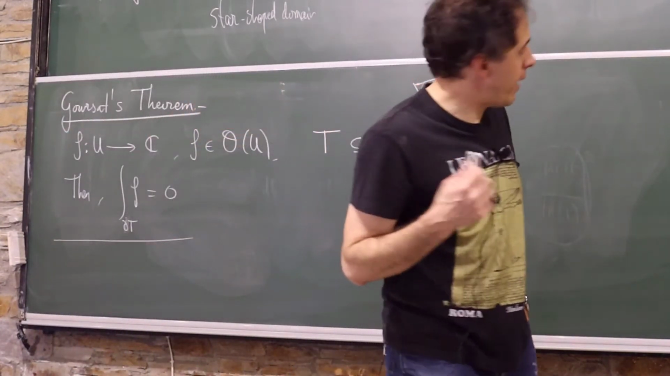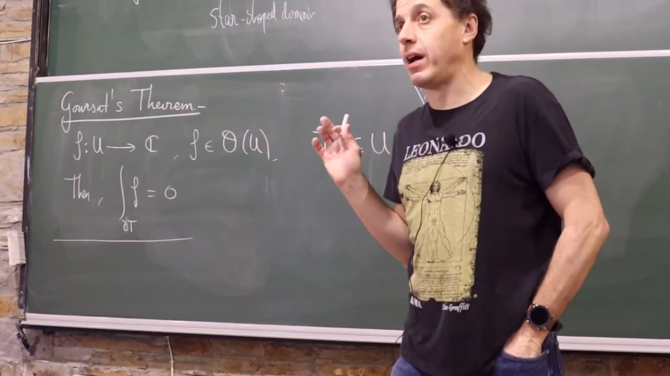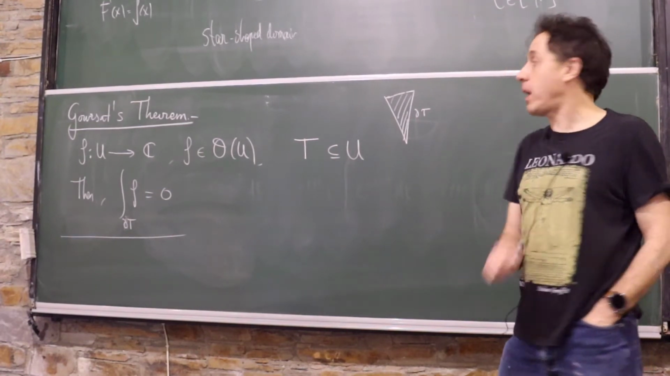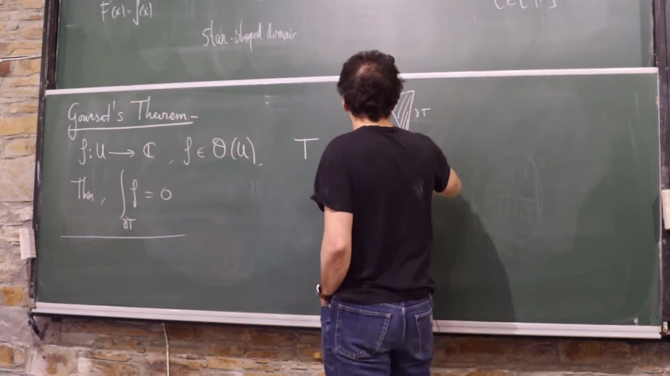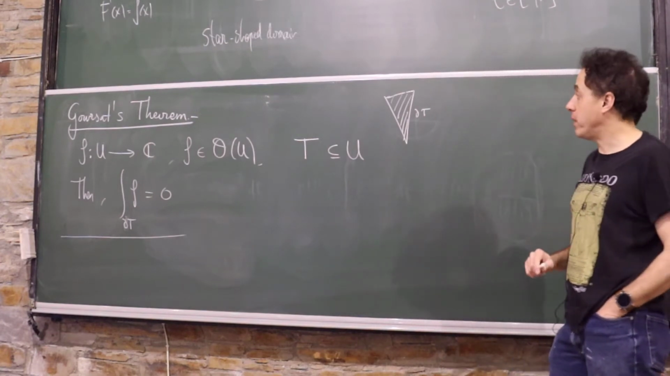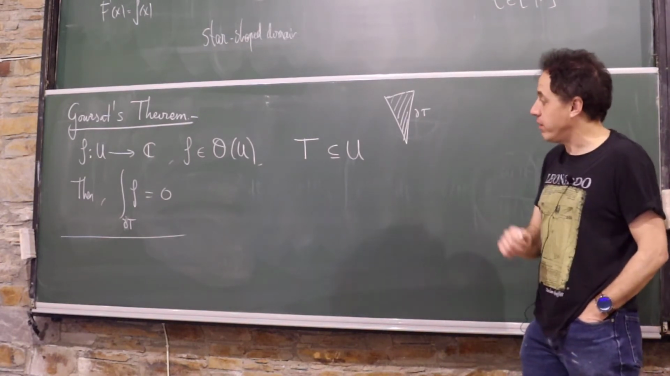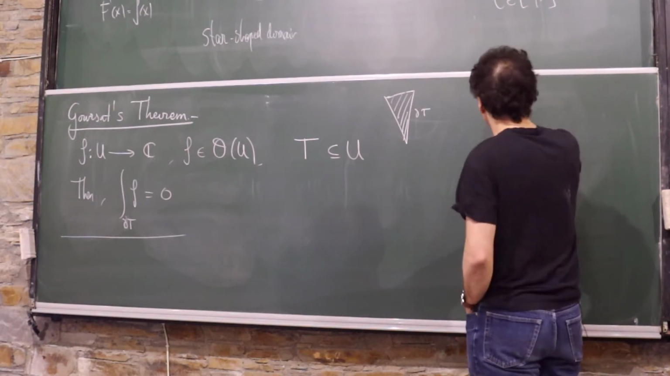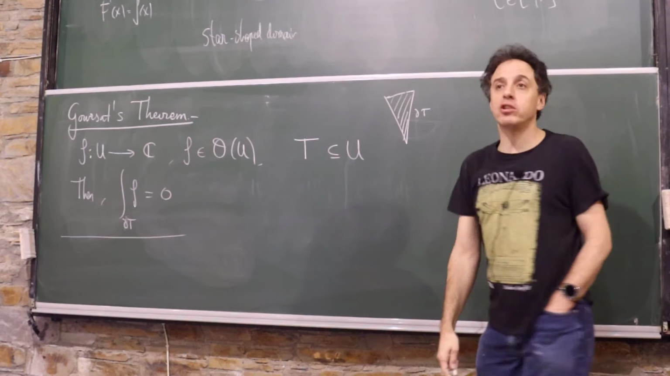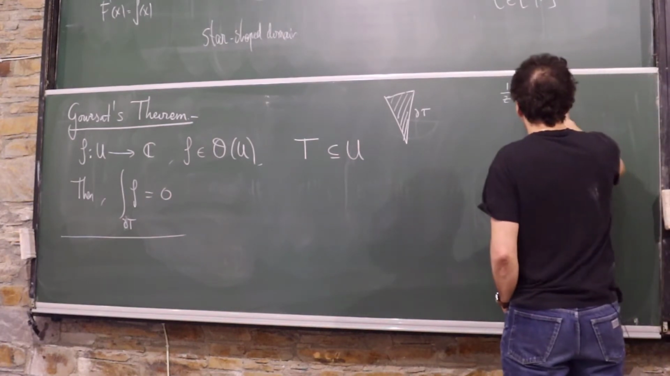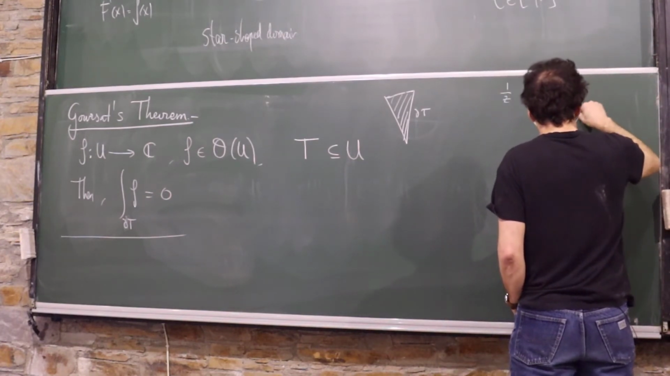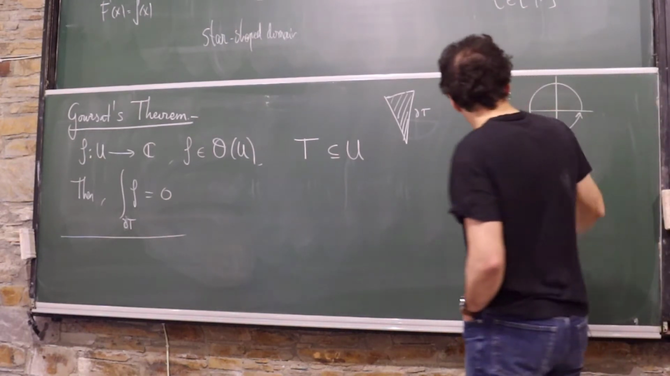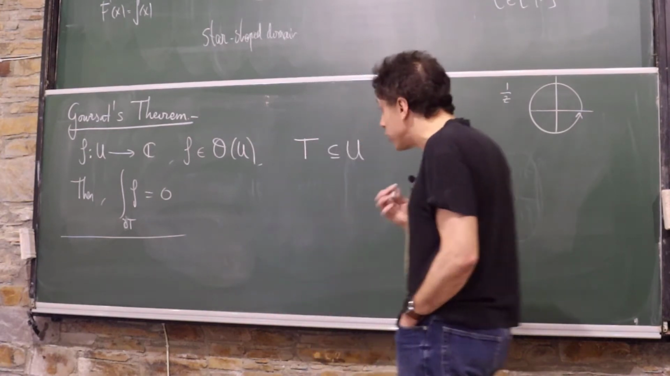As we can deduce from an example I said before, if this condition does not happen, the complete triangle is included in the open set U. It may happen, if this condition is not fulfilled, that the integral is not 0. For instance, we have shown before that if you take the function 1 over z, the integral of 1 over z along this circle here is not 0.